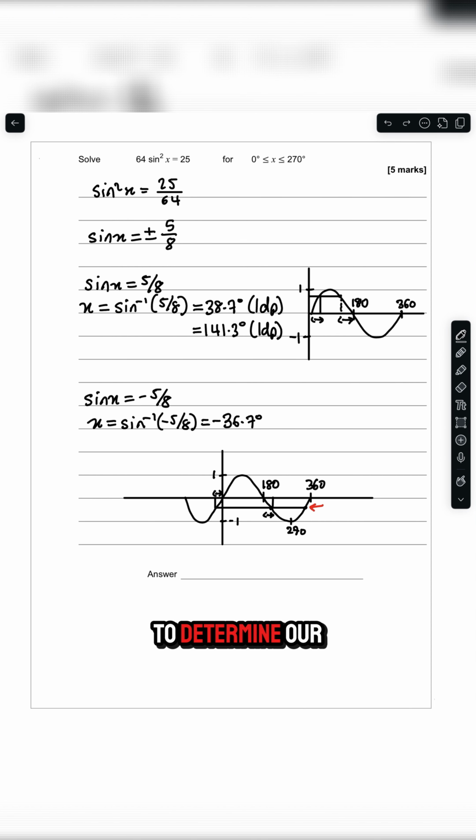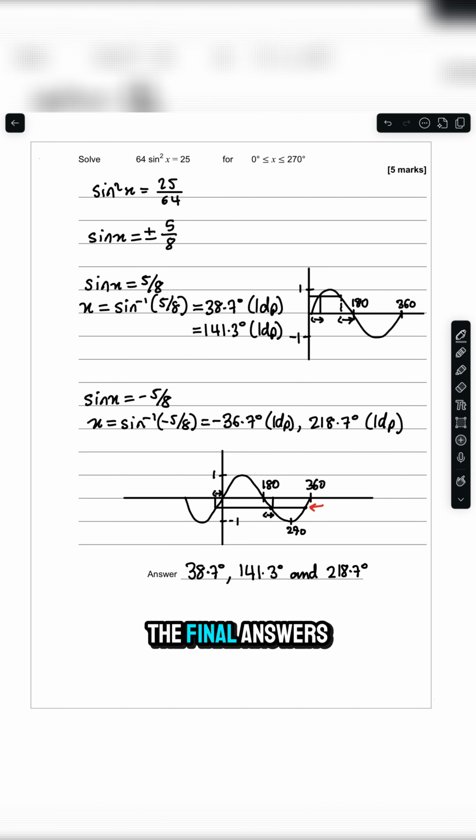So in order to determine our second value that lies in this range, we need to add 36.7 degrees to 180 degrees, and that gives us a value of 218.7 degrees to 1 decimal place. And these are the final answers.